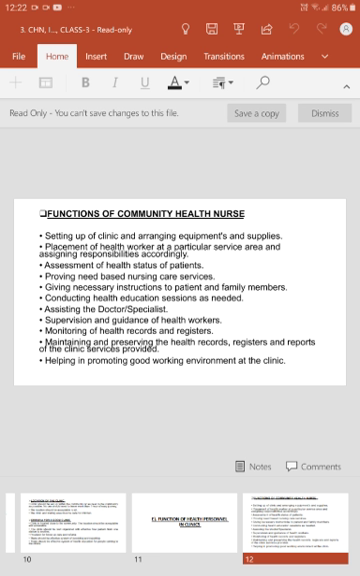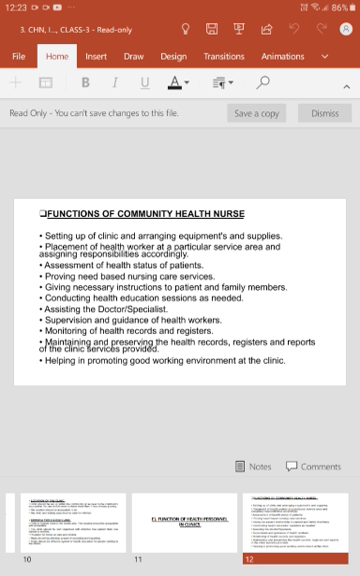Through personal talking and communication, we can understand somewhat, and from the physical examination we can give appropriate nursing care services. Next, giving necessary instructions to the patient and family members. According to the needs of the patient and whatever we have observed and reported, on that basis we can give instructions to the patients and families. Then, conducting health education sessions as needed.